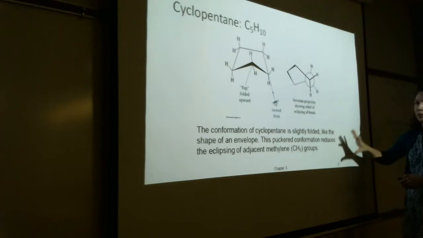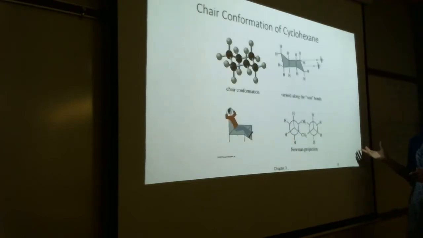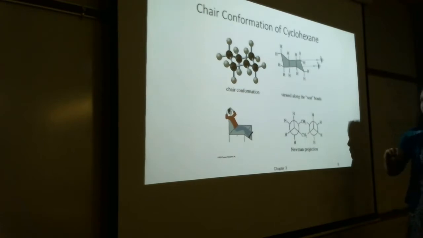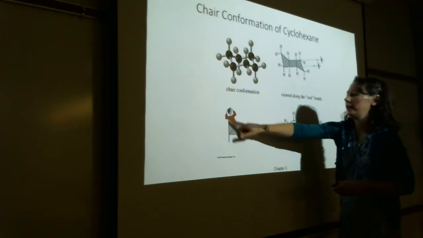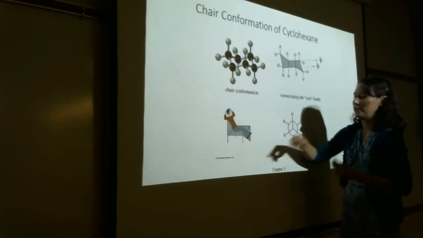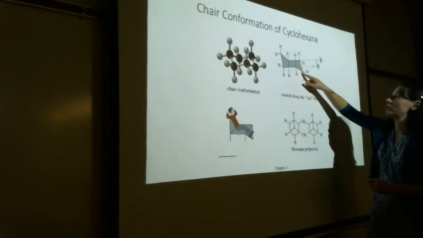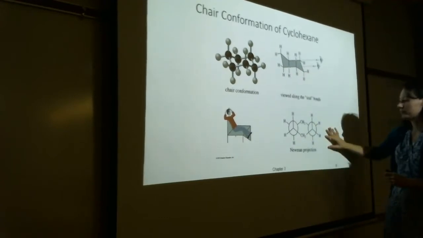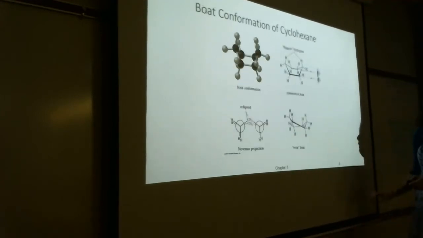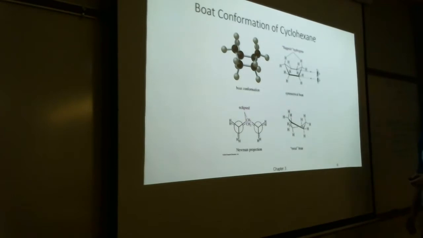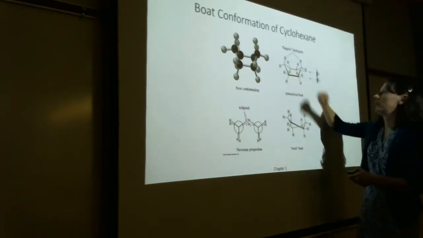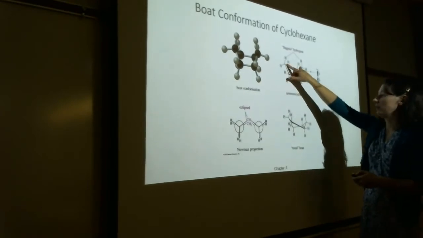When we get into cyclohexane, which is a six-membered ring, there are two conformations that we have available to us. We have what's called the chair conformation. It looks kind of like this figure from your book, a person sitting in a chair. Then we have the boat conformation. It looks kind of like a boat. These appear on the top.